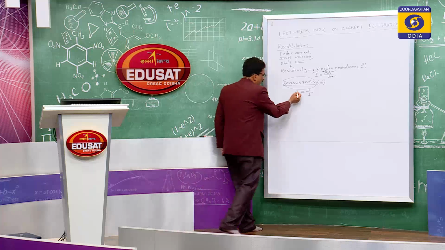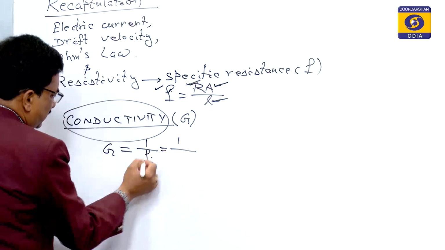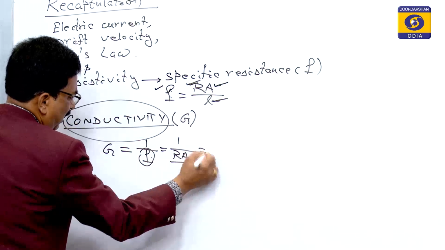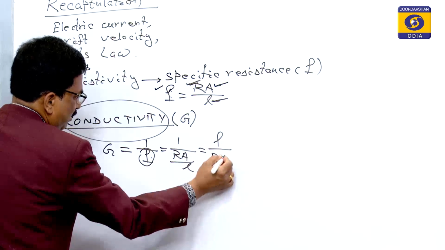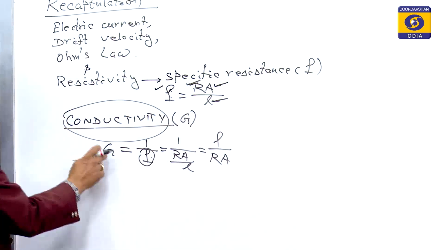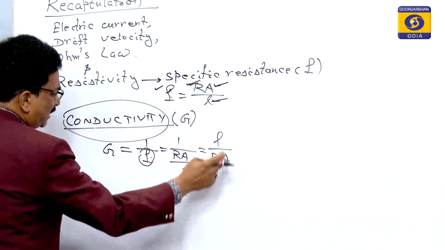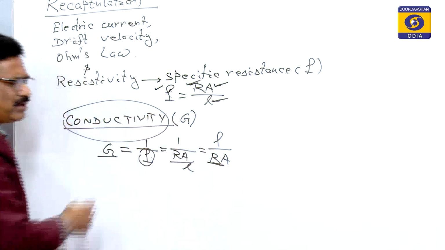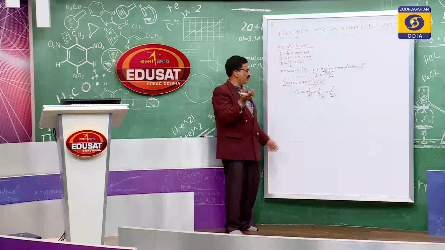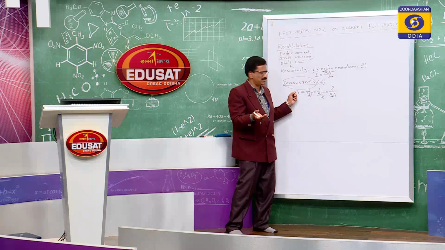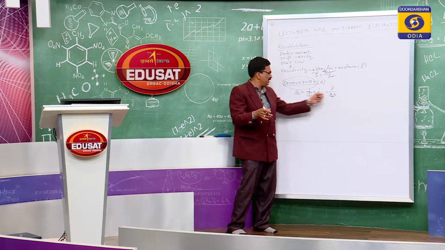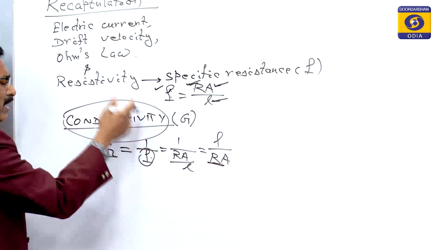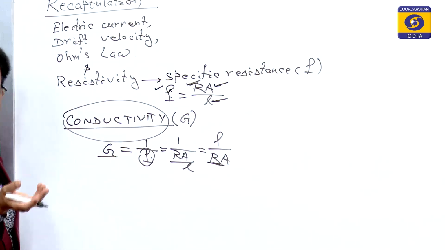If it is the reciprocal of the resistivity, and this resistivity rho is equal to Ra by L, then this L will go up. So, this is equal to L by Ra, that is the conductivity. If this is L by Ra, you see this G is related inversely with the resistance. If the resistance will be more, then the value of G will be less. If the value of R will be less, then the value of G will be more. Depending upon that, we will discuss the conductivity of a material.